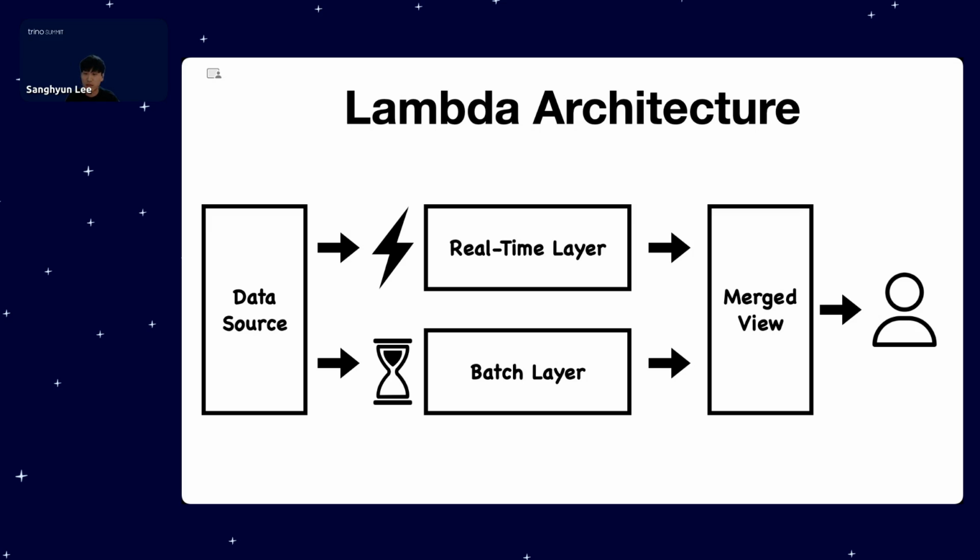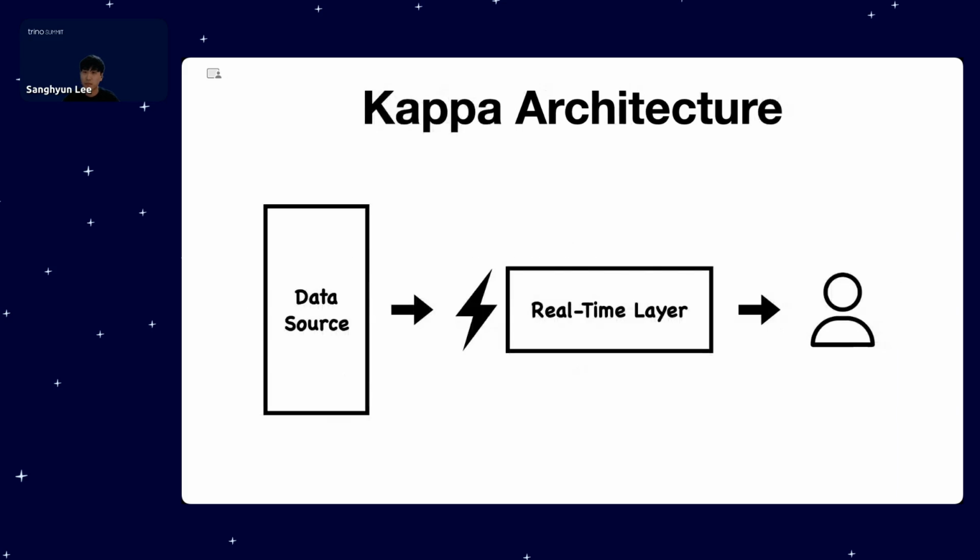This complex design was used because old stream processing engines provided low accuracy. However, modern real-time processing engines provide both high accuracy and low latency. This enables Kappa architecture, which only uses the real-time layer without the batch layer. And we will cover the real-time processing engine layer in detail.